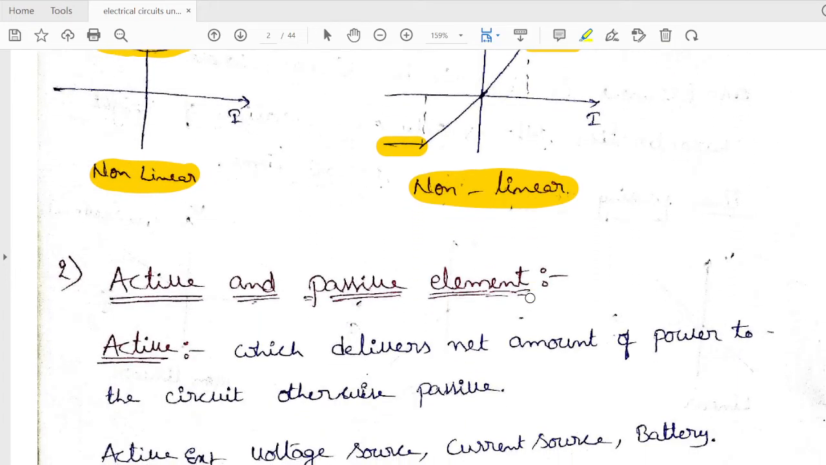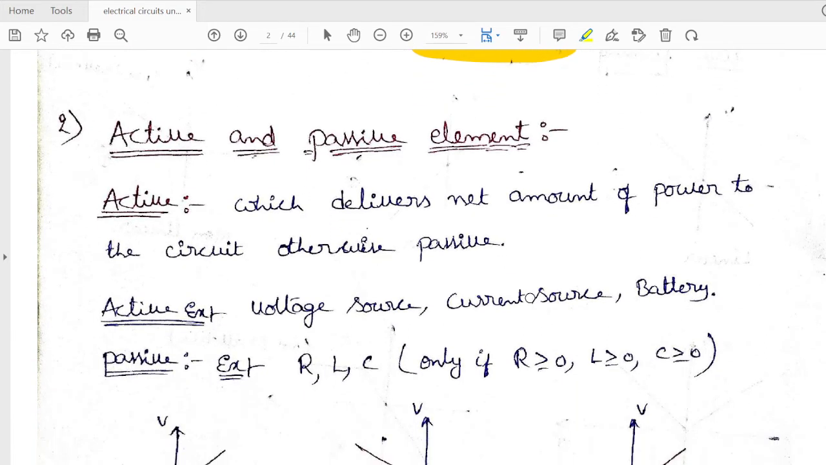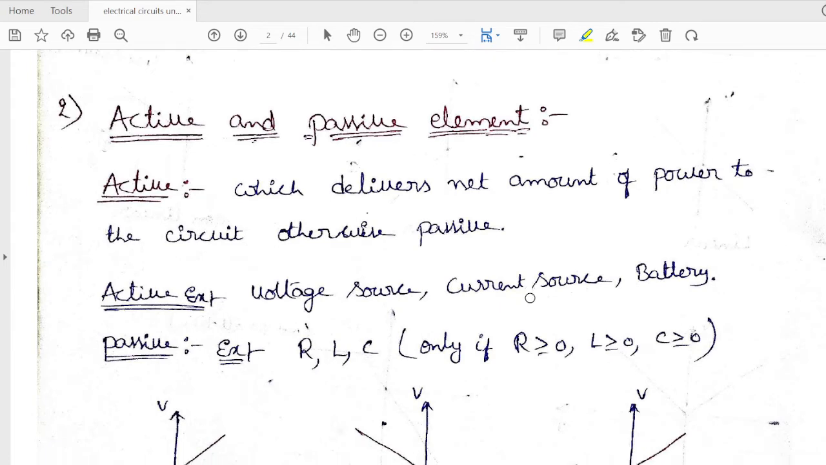We classify elements into active elements and passive elements. Now we try to understand what is active element and what is passive element. An element is said to be active if it is able to deliver net amount of power to the external circuit.